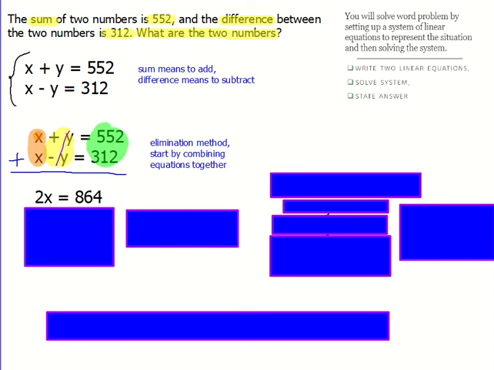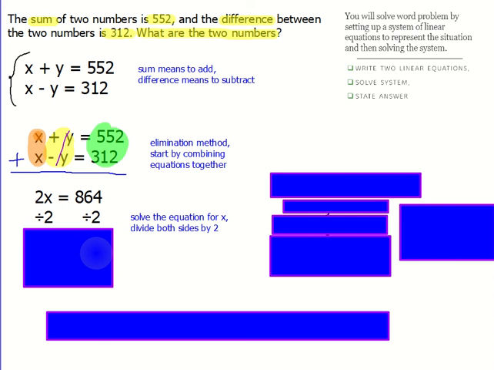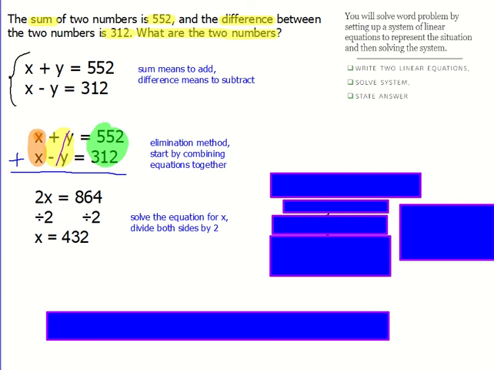This is a single step equation. The opposite of multiplying by 2 is dividing by 2. So we're going to divide both sides by 2. 864 divided by 2 is 432. So one of our two numbers is 432.